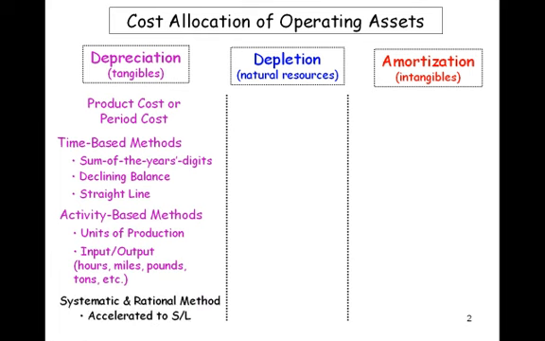Almost any allocation method can be used as long as it is systematic and rational. For example, depreciation can start with an accelerated method and then switch to straight line midway through the useful life. This would be considered the method and not a change in methods.